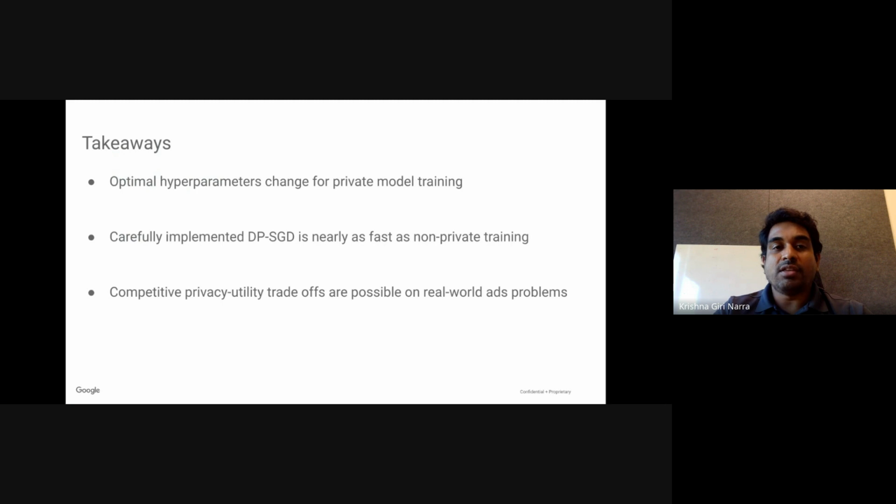A few takeaways before the end of this talk: the optimal hyperparameters to get private model training right are different from non-private model training. Carefully implementing DP-SGD at a system level can make it as fast as non-private training. And competitive privacy-utility trade-offs are possible on real-world ads problems.